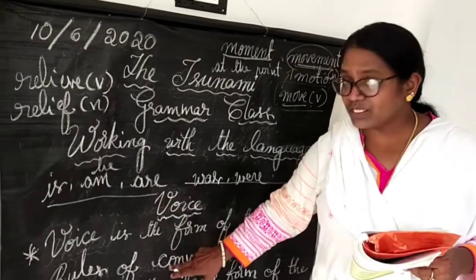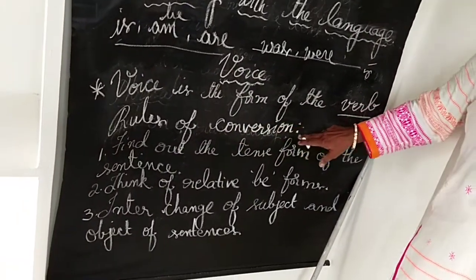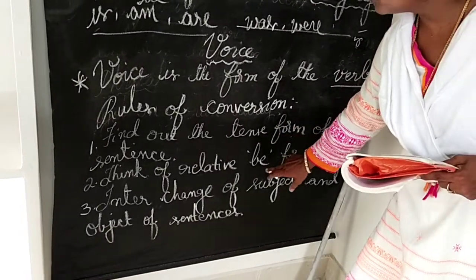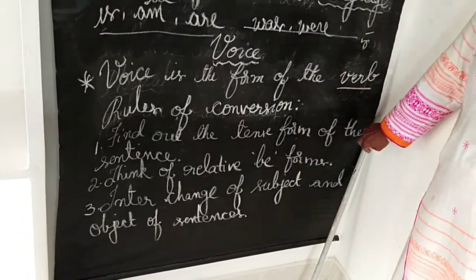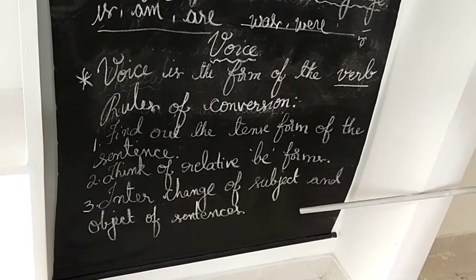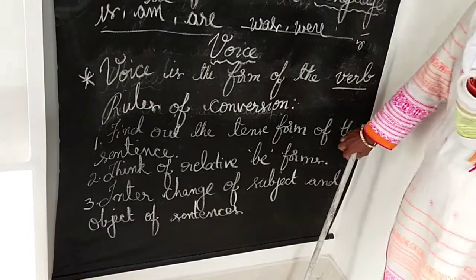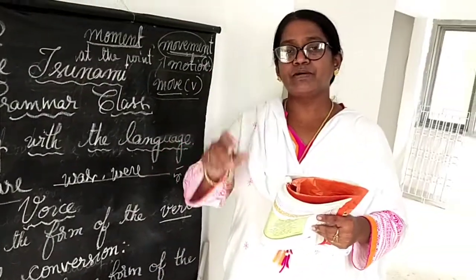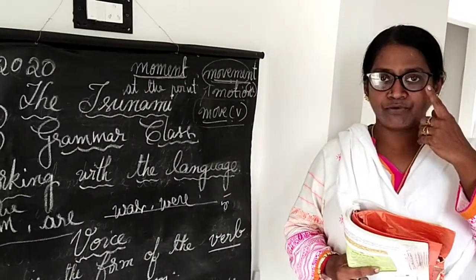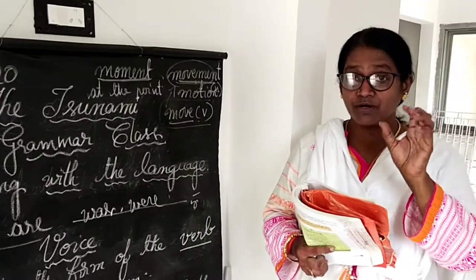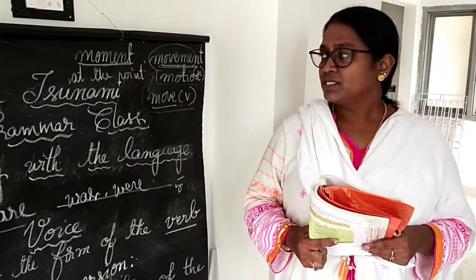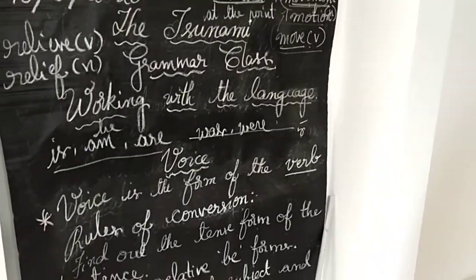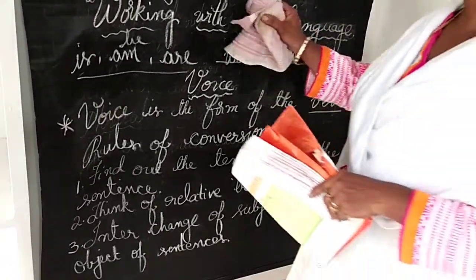Understand, children? The first rule is you have to recognize the tense form. Depending upon the tense form, the relative be forms also must be used, and interchange the given sentence. The subject will become the object and the object will become the subject, and the main verb must be written in third form. Suppose, I just wanted to show you one simple sentence on the board, then you can do it later.